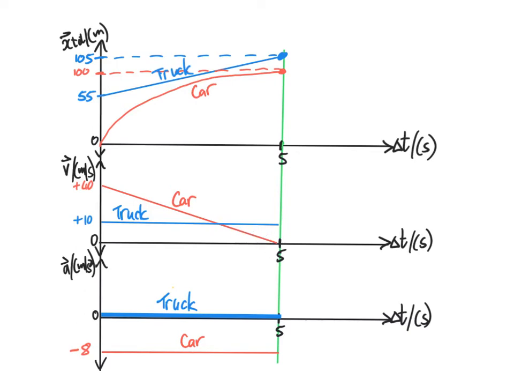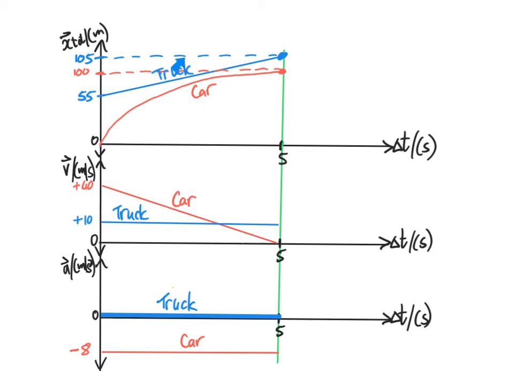Now, looking at the position versus time graph, we see that the car starts at x equals 0. Remember, the truck started at x equals 55 because it was 55 meters in front of the car. The car starts with a very high velocity, 40 meters per second, so it's got a steep gradient. But then as the vehicle decreases in velocity, the velocity is the gradient of this graph, so the gradient becomes ever so less steep until eventually it's horizontal and it's 0. Now, here is the problem.